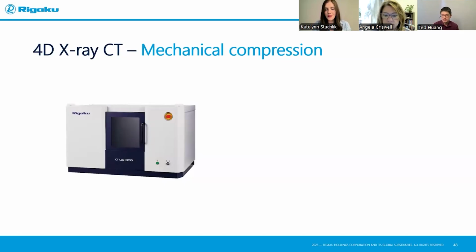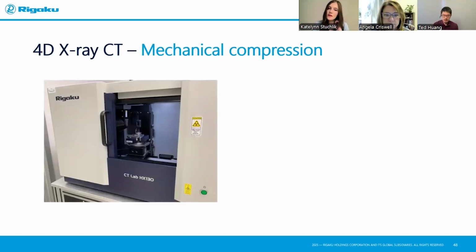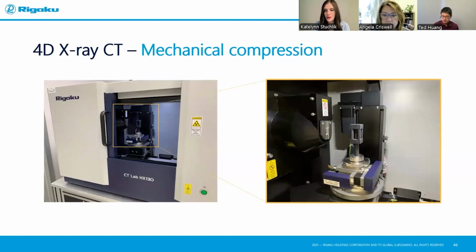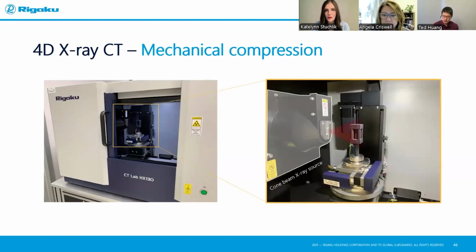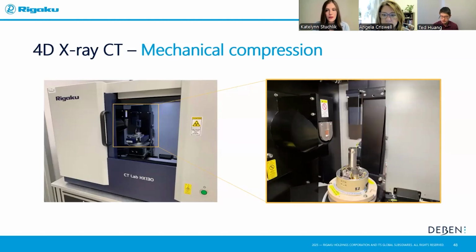So here, mechanical compression test, we do it inside our CityLab HX. You can see this is a picture of the door open with the sample stage. Where you put your sample is right here. We have a rotational stage to rotate everything, with the cone-beam X-ray source on one side and the detector on the other side to pick up the signal. Now, this is not the compression stage or in situ stage you see here. This is the one I was using. This was the Deben CT500.